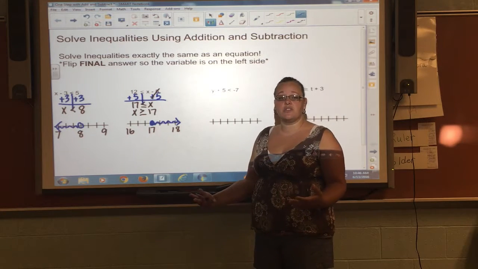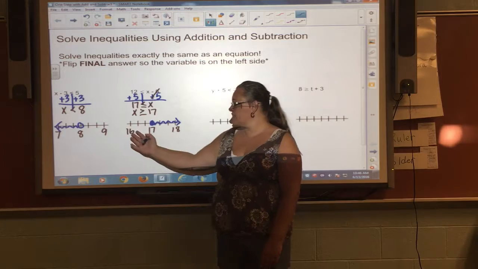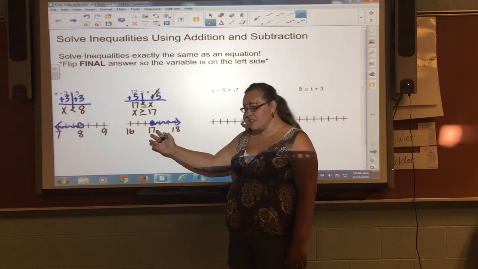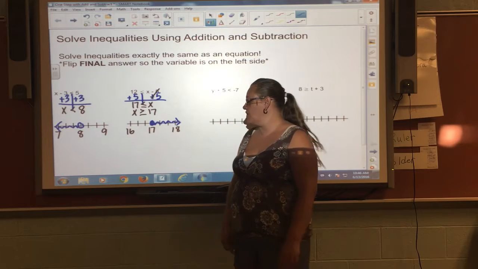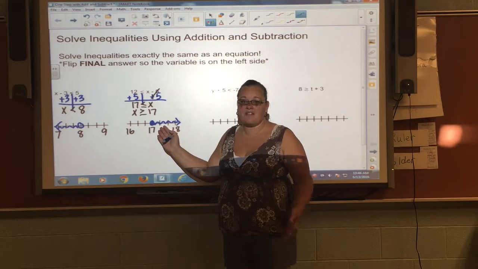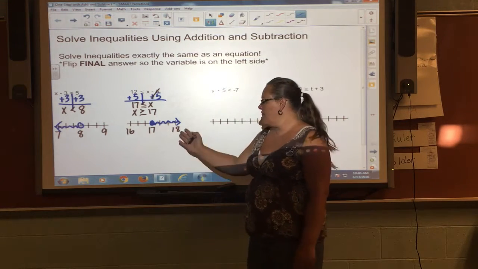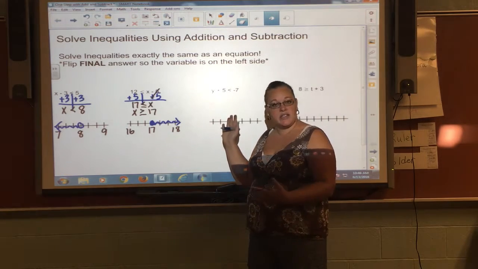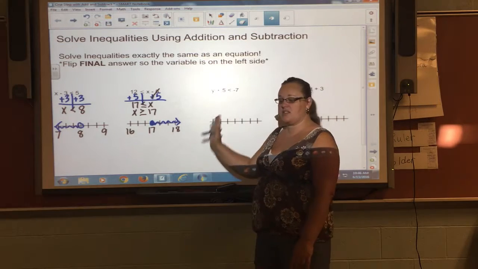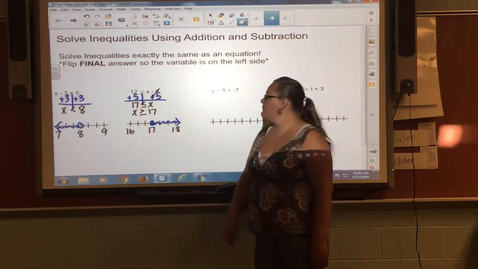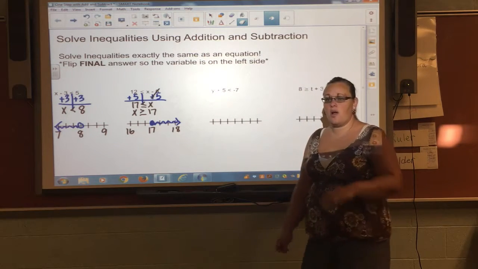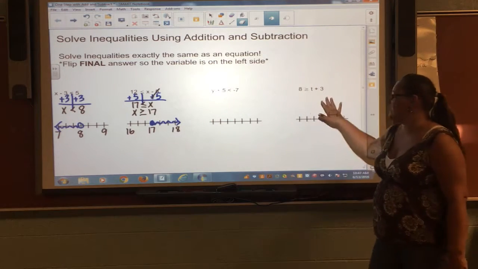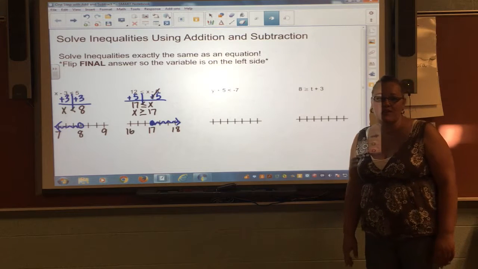So what are some solutions here? 16 is not shaded. It's not a solution. 17 is shaded. It's a solution. 17.5 is a solution. 18 is a solution. 100 is a solution because it would be somewhere in that shaded area. So we'll pause for a second and try these next two, and then I'll come back with the answers.